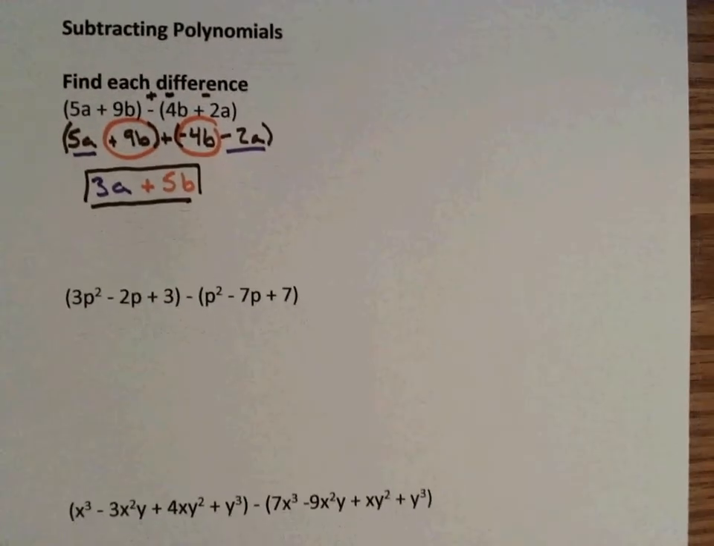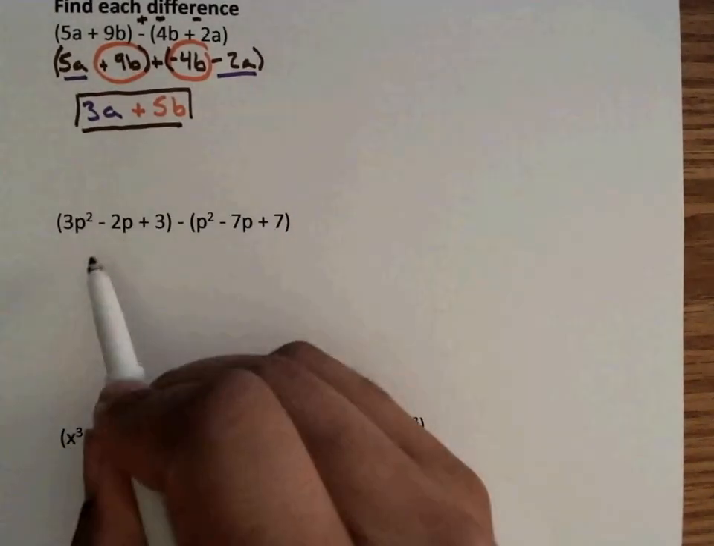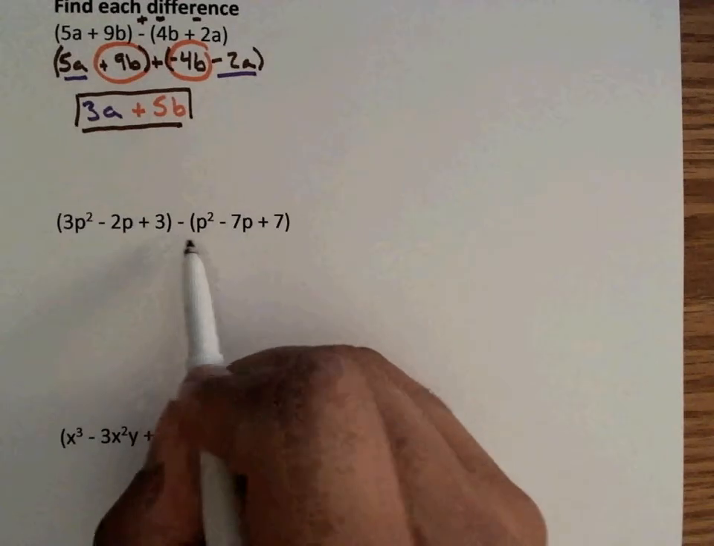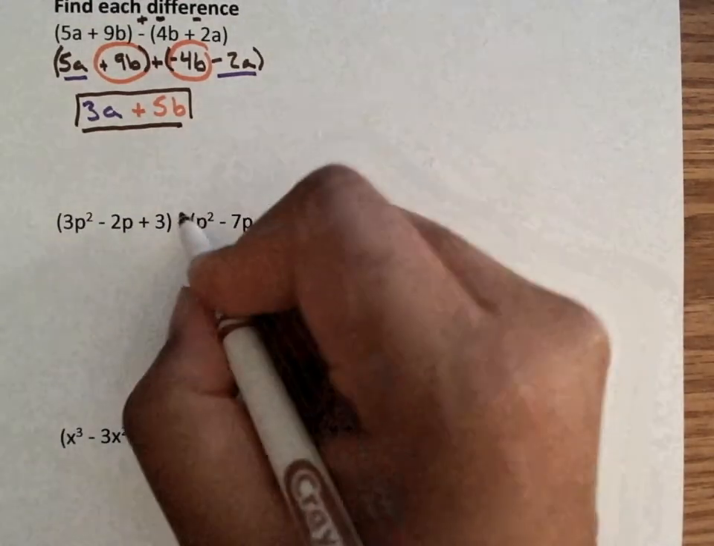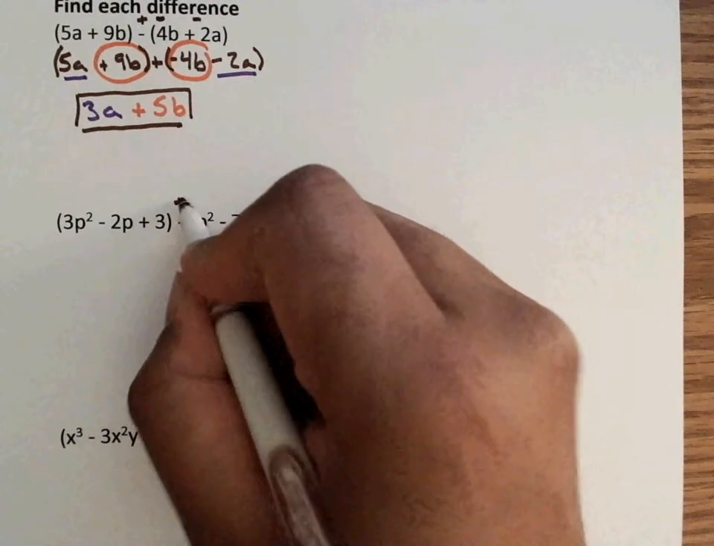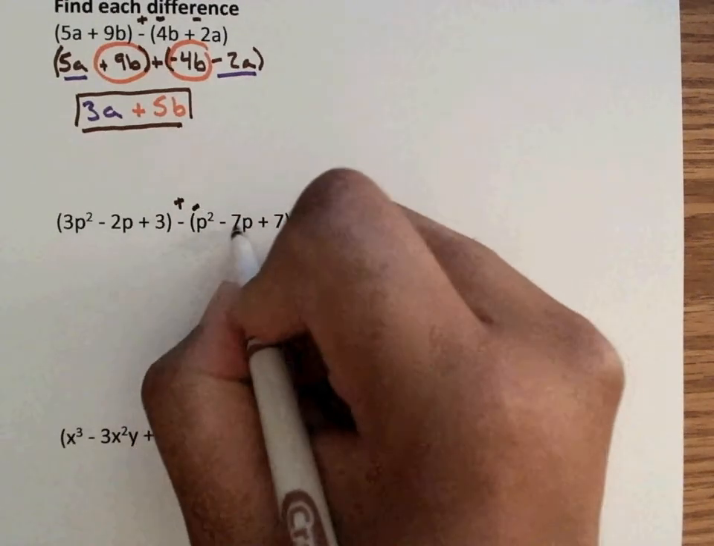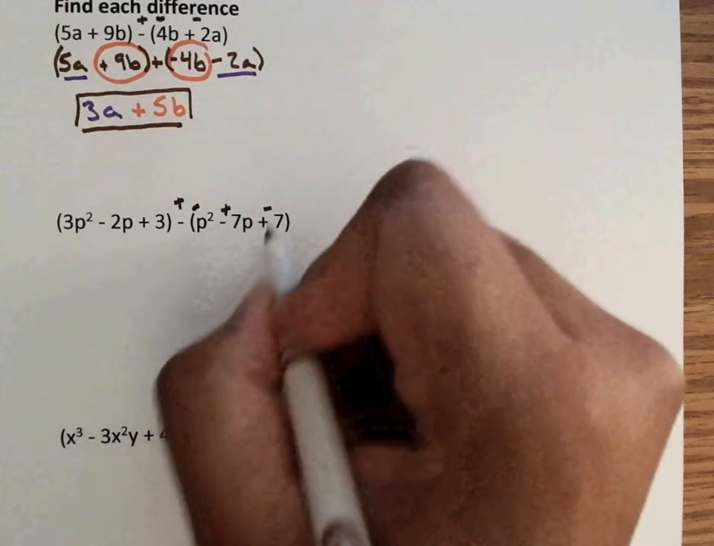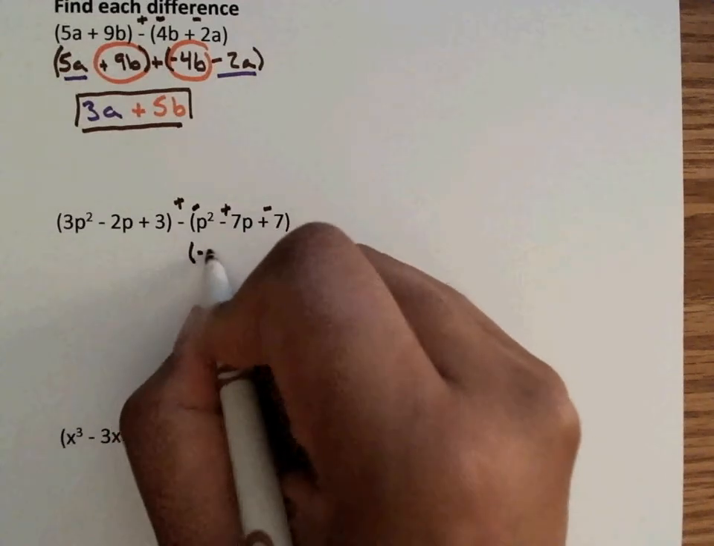When we go on to the second problem, we have 3p squared minus 2p plus 3 minus p squared minus 7p plus 7. Remember, we're going to change the sign, so this is going to become a positive. This was a positive, so it's going to become a negative. This was a negative, so it's going to become a positive, and this was a plus, so it's going to become a minus.